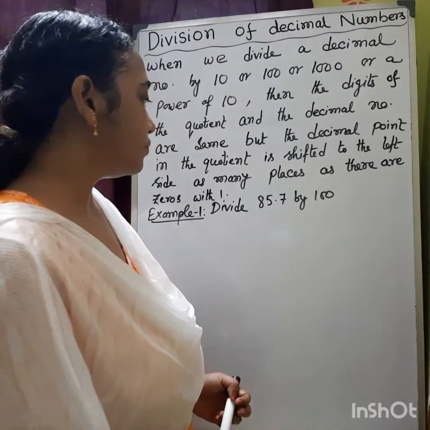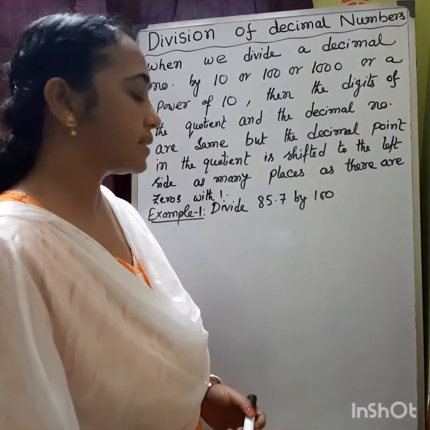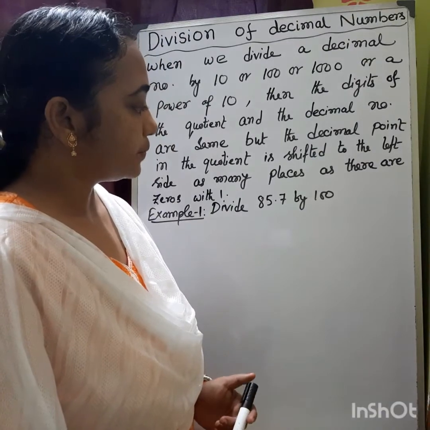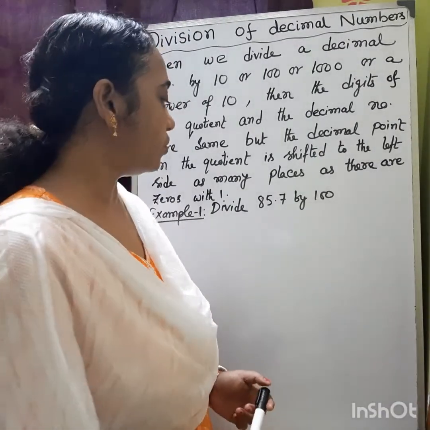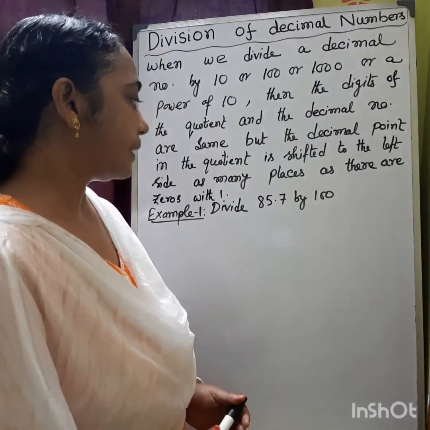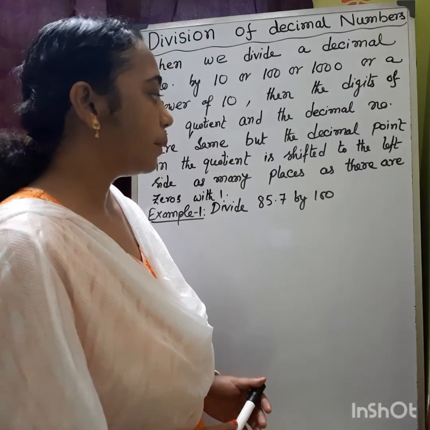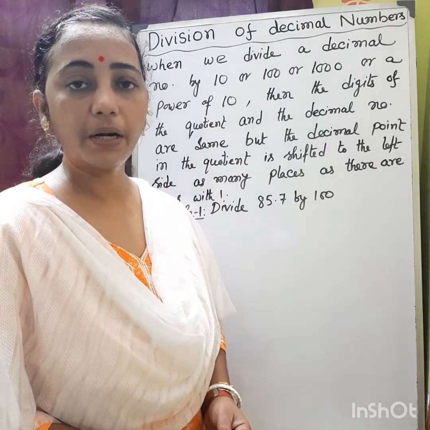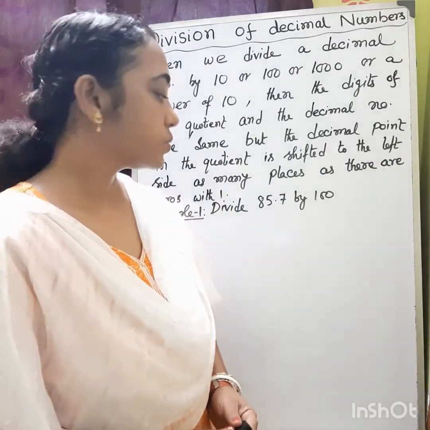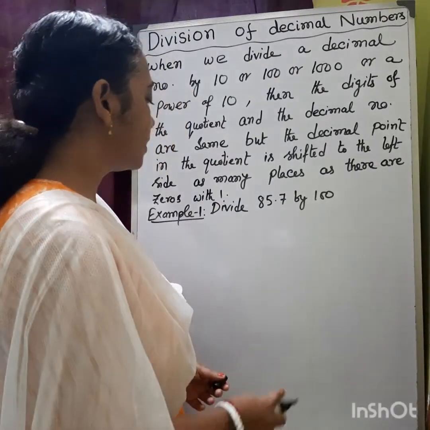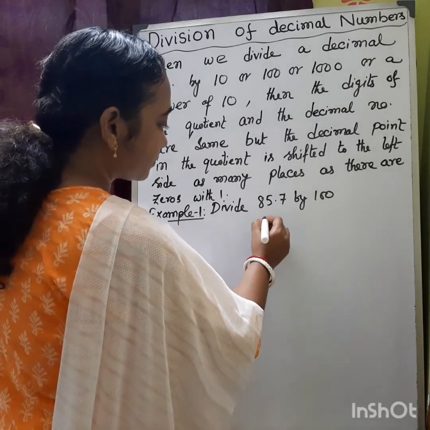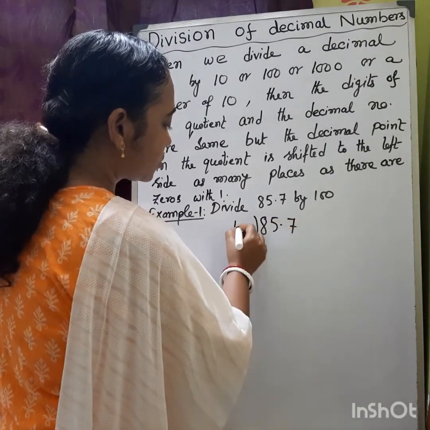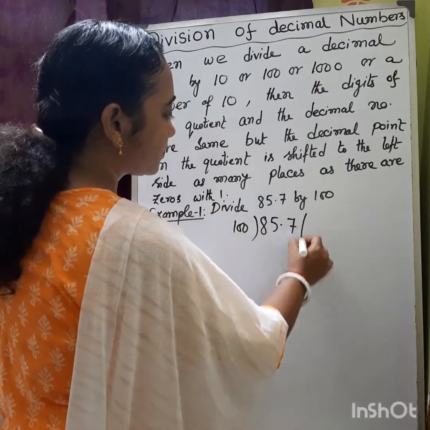For example, we will take one decimal number as the dividend and a whole number, that is 100, as the divisor. So let us divide 85.7 by 100. We know how to divide a decimal number by a whole number, so we will use that rule. So let us divide 85.7 by 100. Here 100 is the divisor.